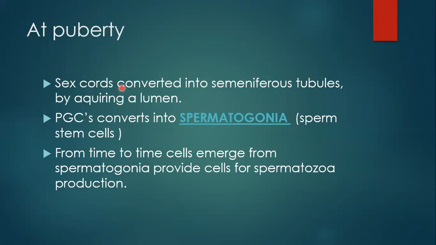At puberty, the sex cords are converted into seminiferous tubules by acquiring a lumen, right? And at the same time, the primordial germ cells are converted into spermatogonia. This is the second form of cells, which are basically the sperm stem cells, the spermatogonia. From time to time, cells emerge from the spermatogonia and provide cells for spermatozoa production, right? Spermatogonia will be present all over the life, and they will produce the spermatozoa from time to time.